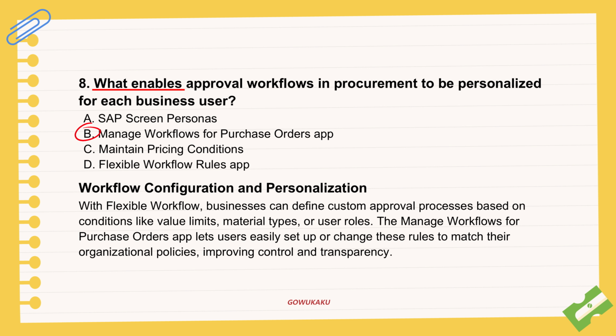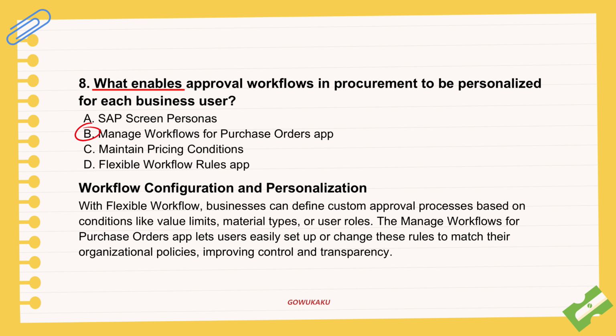Right. While there's a general concept of flexible workflow, this specific Fiori app is where you configure the rules for how purchase order approvals are routed. So you could set it up so, for example, purchase orders under, say, $1,000 get auto-approved or go to a team lead, while orders over $10,000 need approval from a department head, maybe even finance, depending on the cost center.